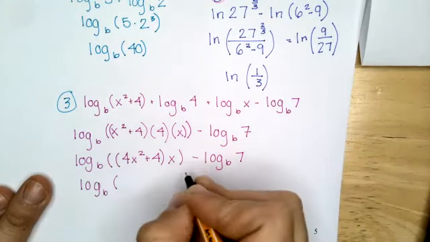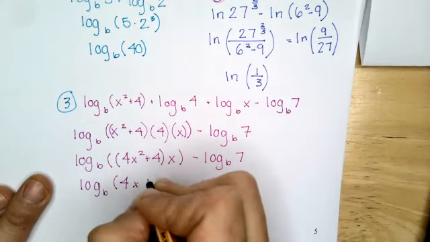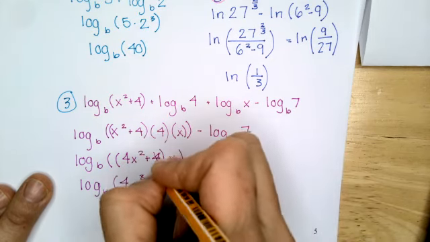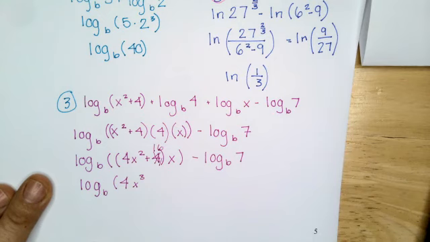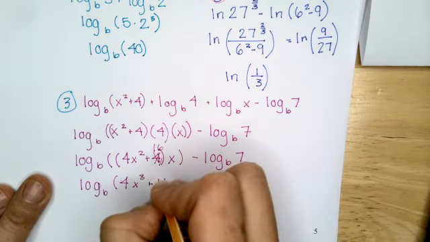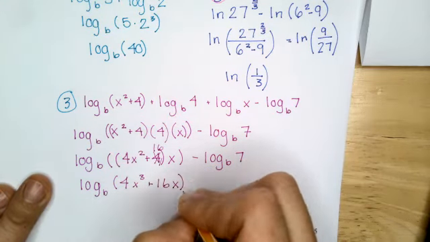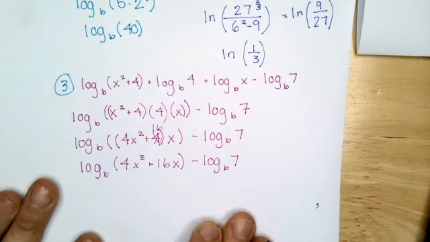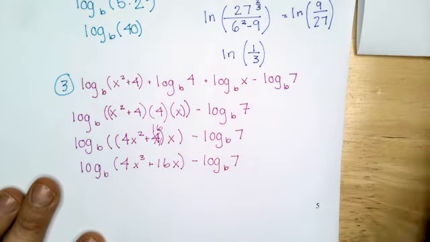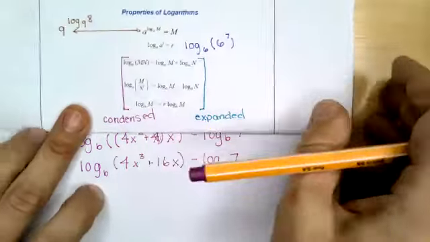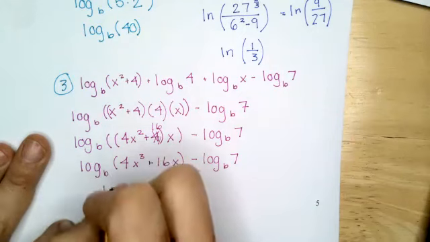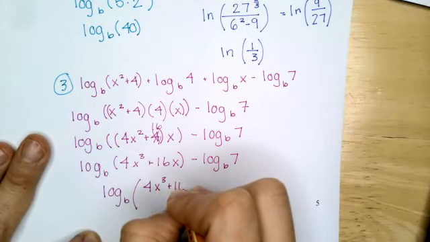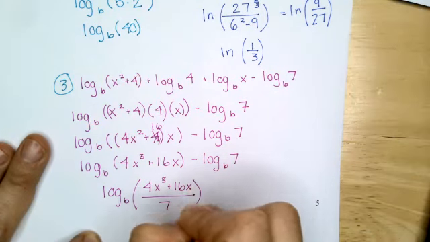Log base b of 4x to the third. Oh, sorry. 4 times 4 is not 4. It's 16. 4x to the third plus 16x, right? Minus log base b of 7. So final step is to go from subtraction to division. They have the same base b, so we're just going to call it log base b of 4x to the third plus 16x over the number 7.